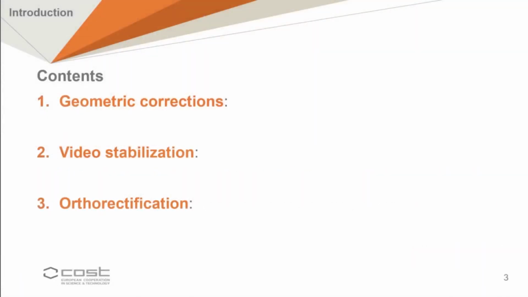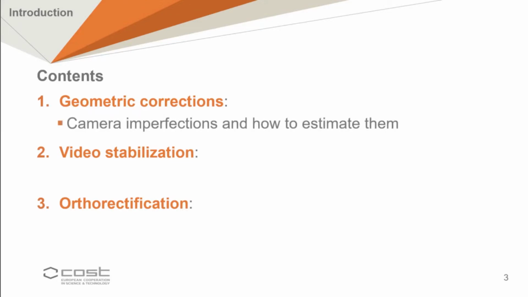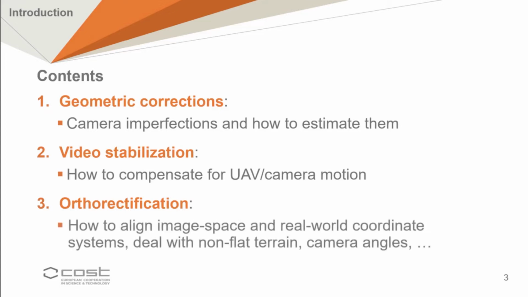So, what do the three aforementioned terms mean in relation to UAV videos? Simply put, geometric corrections involve identification and digital removal of camera imperfections, whether they are related to the camera sensor or the lens. Video stabilization involves compensation of camera motion relative to the ground to provide a fixed coordinate system for velocimetry analysis. And finally, orthorectification aims to establish the relations between the image space and the real world. So let's start by explaining these terms from the beginning then.